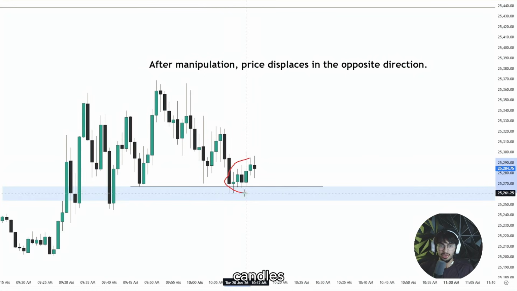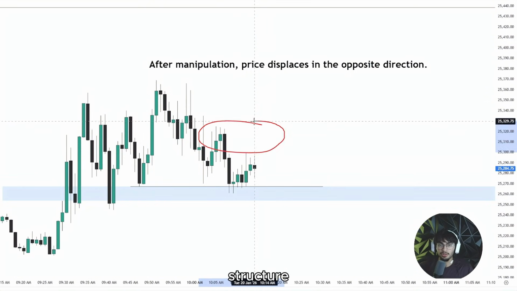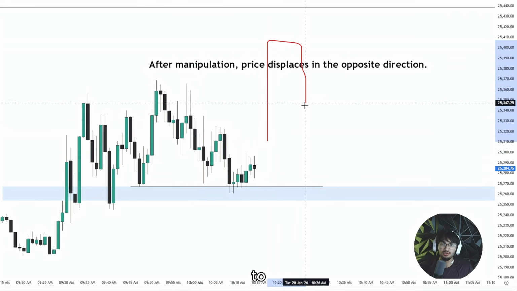Instead, we're getting green candles facing higher and higher and higher. And usually to confirm the distribution, you'll see a strong opposing candle on the opposite side of the range. We also want a market structure shift to confirm that price is actually going to continue higher.